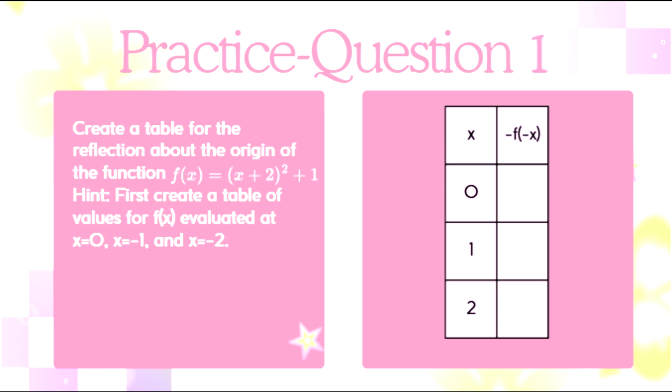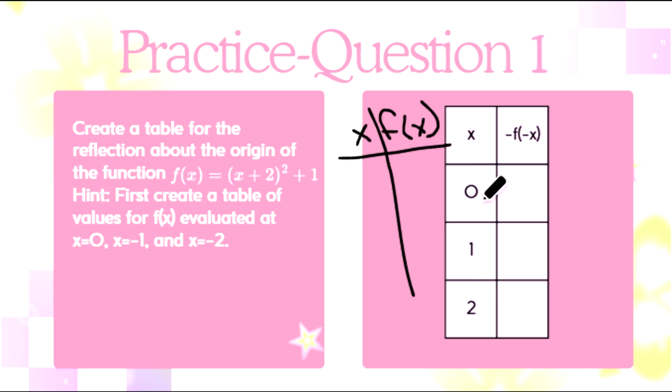We will do these together, but I want you to try first on your own. Create a table for the reflection about the origin of the function f of x is equal to (x plus 2) squared plus 1. Hint, first create a table of the values for f of x evaluated at x equals 0, x equals -1, and x equals -2. This is all of the information they give you, but first we need to create our own table for x and f of x values. Okay, so pause the video, do it yourself, come back.